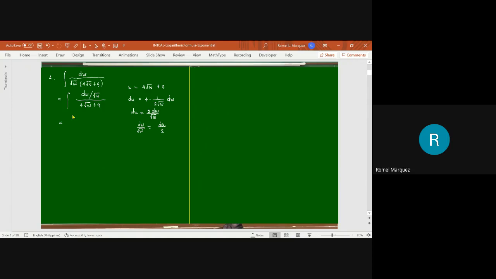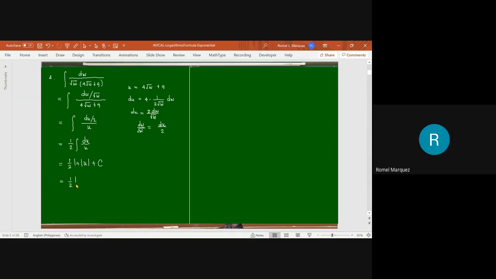Okay, guys? So this integral now can be written as the integral of, what is the numerator? That is du over 2. What is the denominator? That is u. So 1/2 is not needed inside, so I will move it out. So the integral of du over u. Okay, so this is already in the formula now. 1/2 of, what is the answer if you have the integral of du over u? That is ln of the absolute value of u, then plus c. Okay, so this is equal to 1/2.